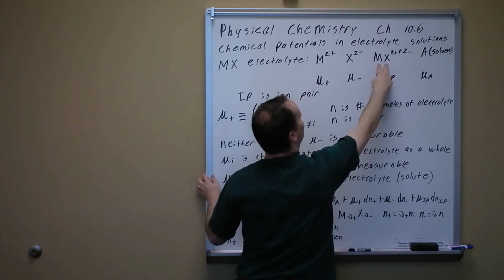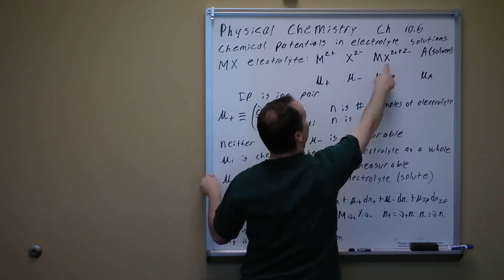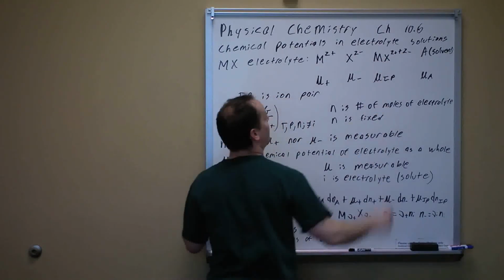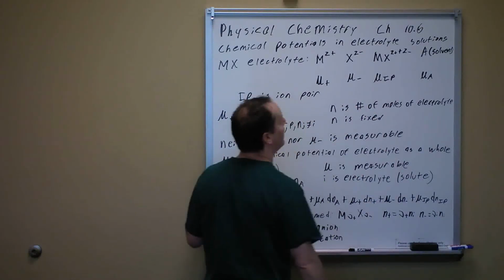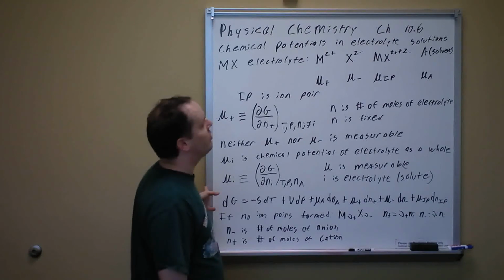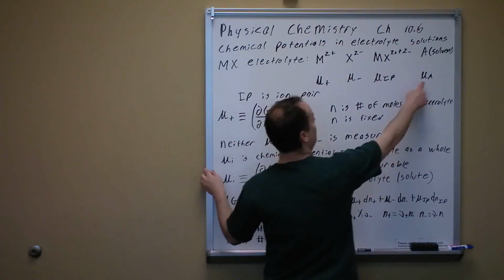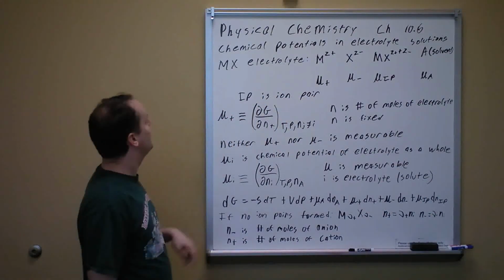And then if we form any ion pairs, in the form of metal, non-metal, etc., we're going to have a chemical potential of mu sub IP. So IP is the abbreviation for ion pair. And then we're calling the solvent just A. So our chemical potential for the solvent is just mu sub A.